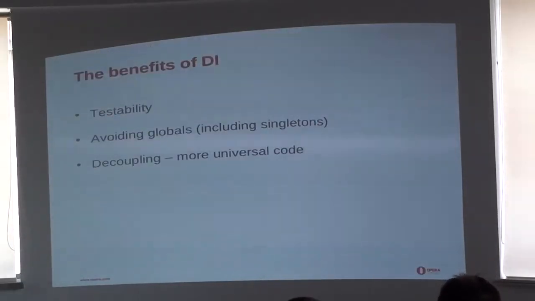So the benefits of dependency injection, first of all, is testability. This is where dependency injection was invented. And then you avoid globals, and everyone knows why globals are bad, including singletons, which are really globals. And it makes your code more universal, more flexible, because it is less coupled. That's actually one of the big problems of code, that everything is hard-coded, fixed functions and everything like that. So yes, please, take this seriously.